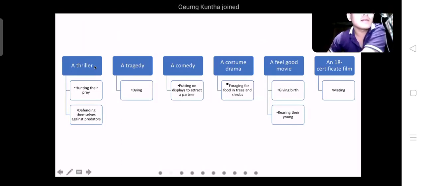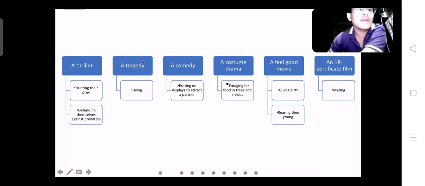Thrillers, it can be hunting their prey and defending themselves against a predator. A tragedy film, it can be dying. A comedy film, it can be putting on display to attract a partner. A costume drama, it can be rivalry, intrigues, and traps. A feel-good movie, it can be giving birth and rearing their young. And 18 certificate film, it can be mating. For all these answers, it can be different. If you think your opinion is better, you can follow your own thinking.